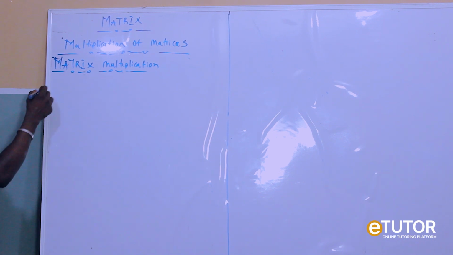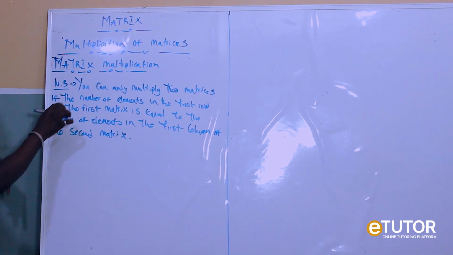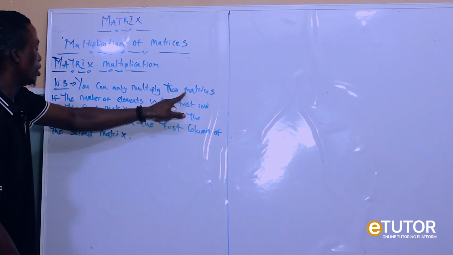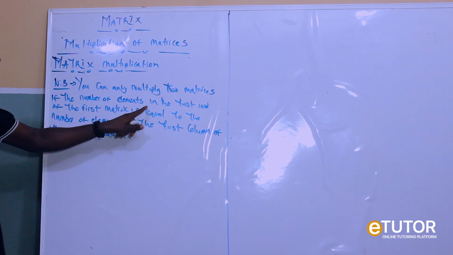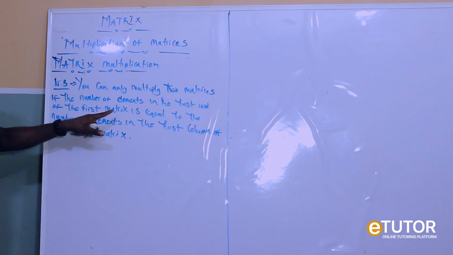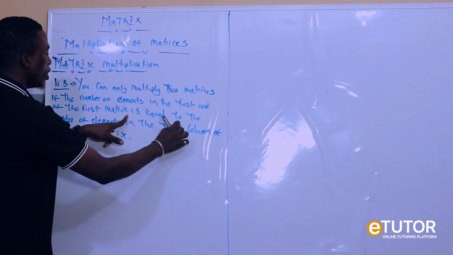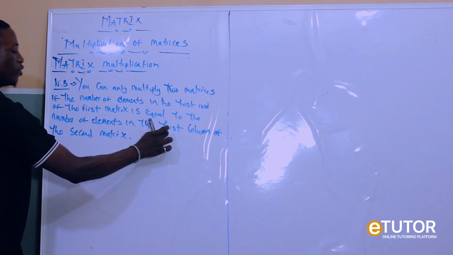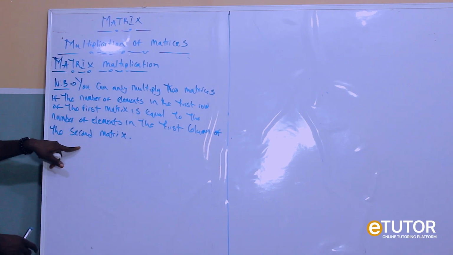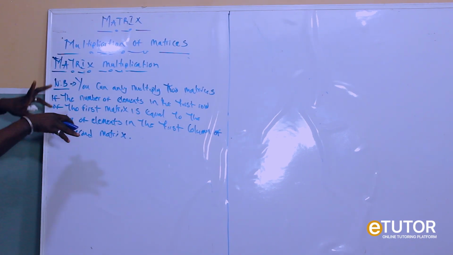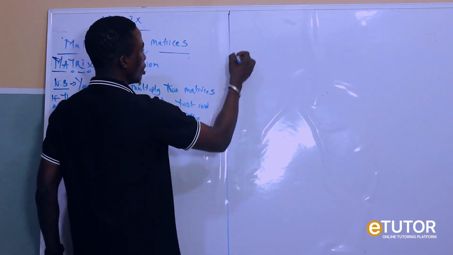So now, note behind. It says you can only multiply two matrices if the number of elements in the first row of the first matrix is equal to the number of elements in the first column of the second matrix. So what do all these words mean? Simply put, it is like this.